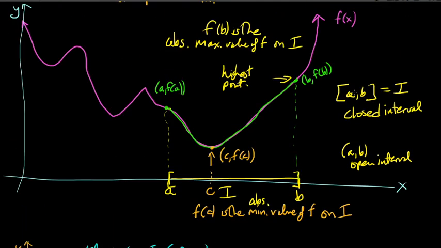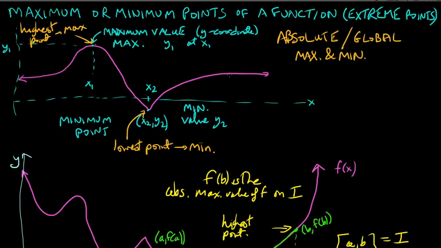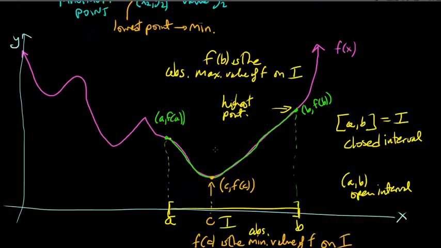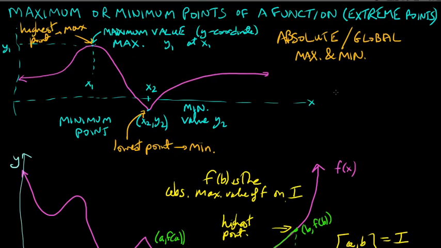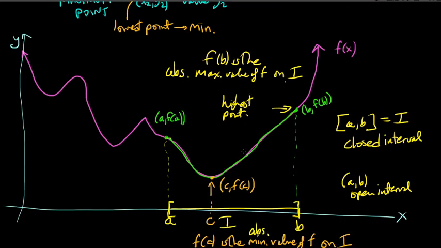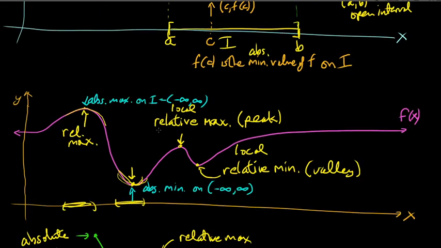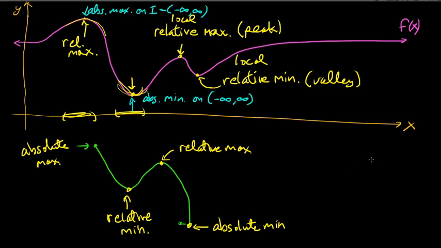So that's the idea, right? So it's just looking at the highest point for the maximum, lowest point for the minimum, and then is it a peak for a relative maximum or a valley for a relative minimum? Okay, so that's the idea. Now let's just get to the official definitions.